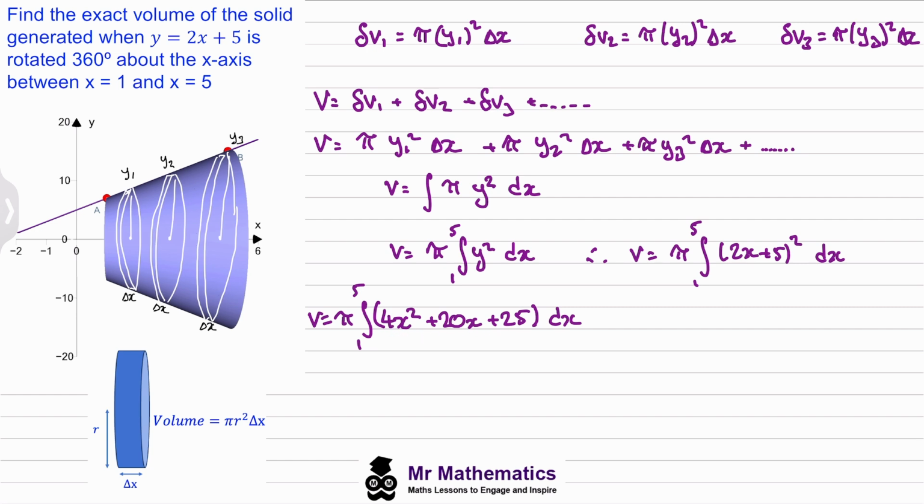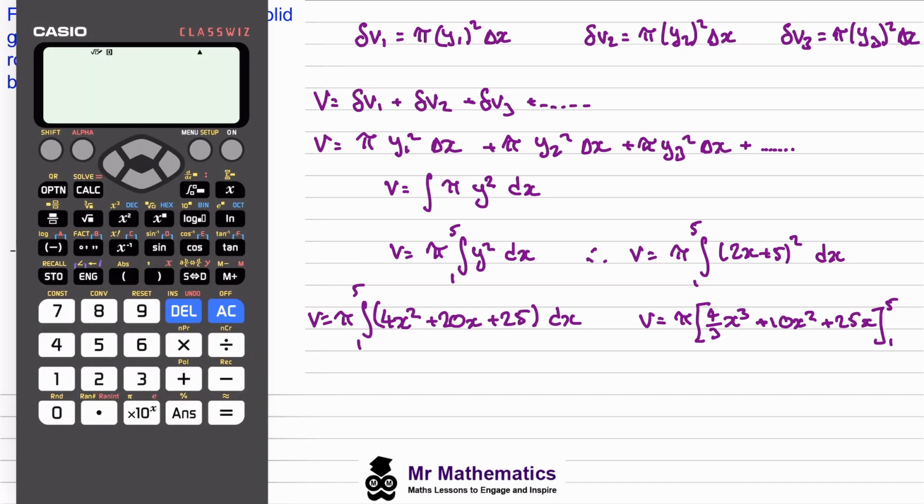We can integrate this expression, so the volume will be pi multiplied by 4 over 3 x cubed. The 20x, when we integrate, becomes 20x squared over 2, so plus 10x squared, plus 25x, between our limits. And I can work this out on our calculators.